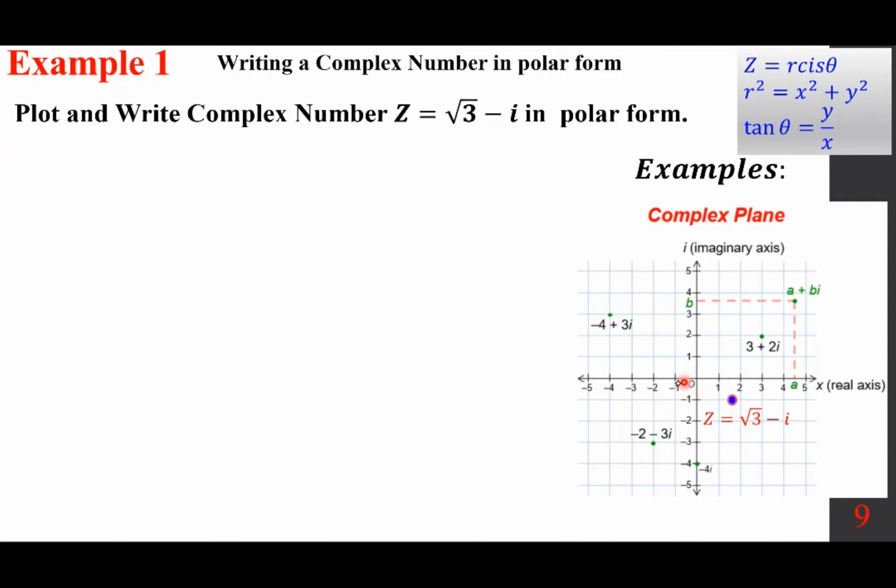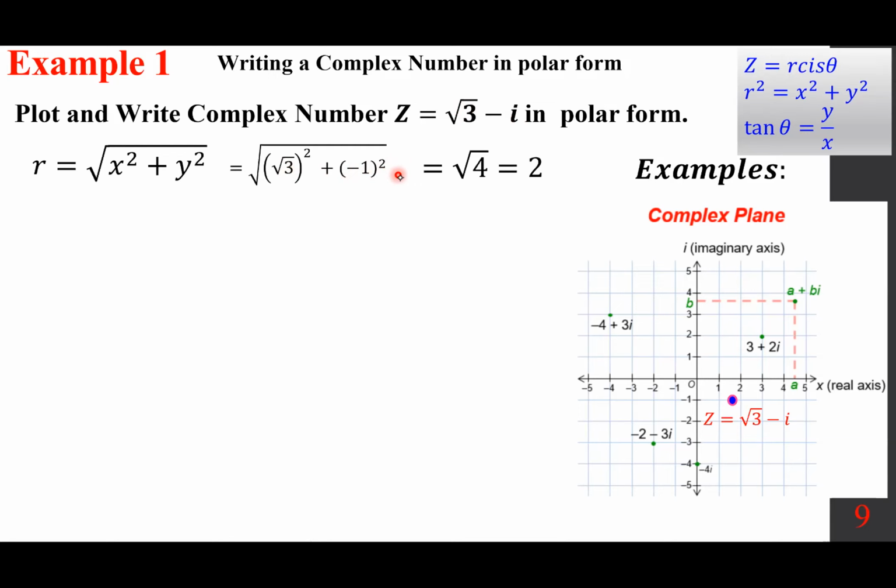Now we want to write it in polar form, which means I need to find r. r squared is x squared plus y squared, so r is the square root of x squared plus y squared. x is square root of 3 and y is negative 1. This becomes 3, this becomes 1, so we have square root of 4, which is 2. So we found r. We need to find theta.